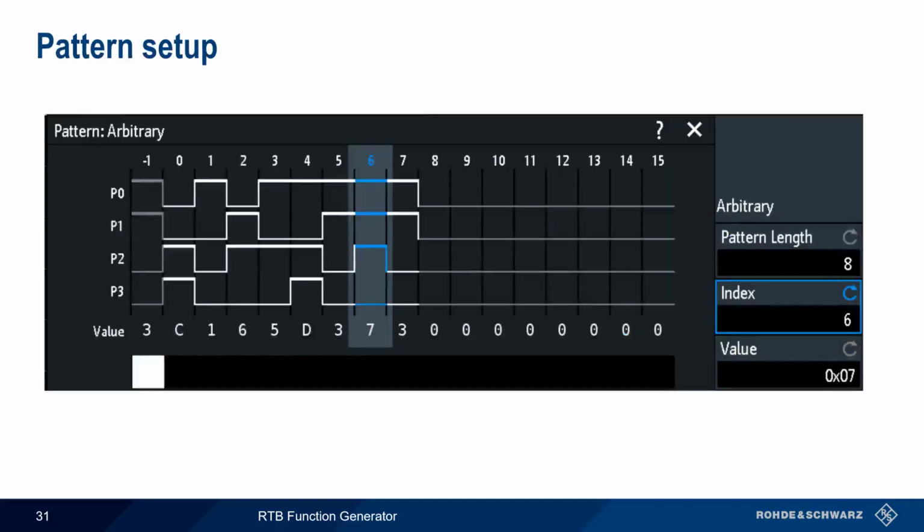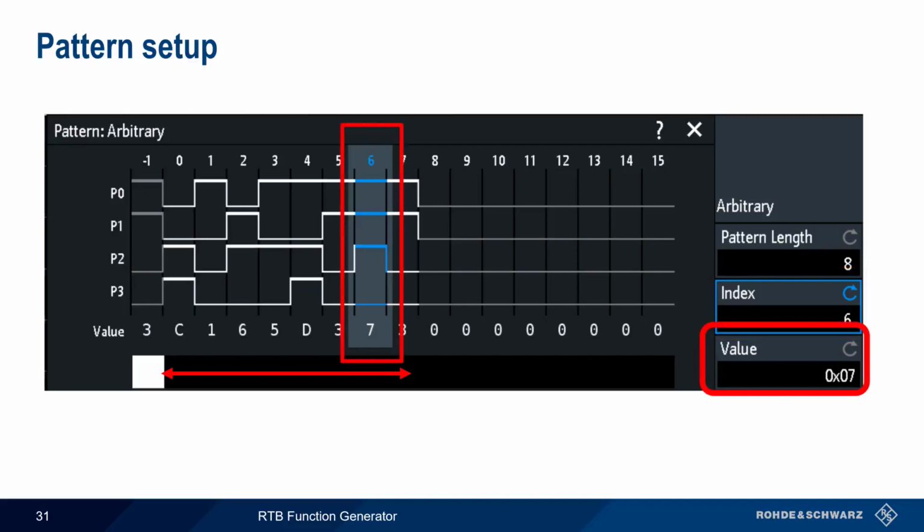The first step is defining the pattern length, or number of bits in the pattern. The maximum pattern length is 2048 bits. Next, we can select a position in the pattern using the index parameter, and then change its value in hexadecimal using the value parameter. For example, at this index, P0, P1, and P2 are all 1s, and P3 is 0, so the value is hex 07. Values can also be entered or changed in draw mode, which allows defining the bit patterns directly using the touchscreen.